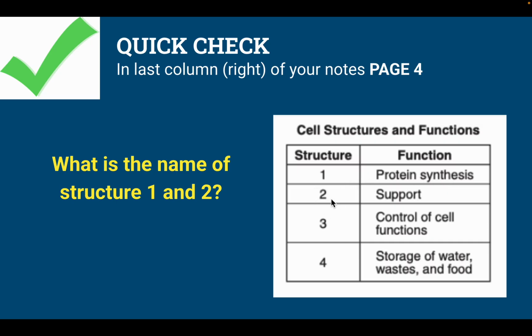Number 2, the structure or the organelle that provides support to the cell, this is straight out of our notes, right? Both of them, is cytoplasm. Cytoplasm provides support for the cell. It fills up the cell with goo to give support to all of the other parts of the cell. It's also where lots of chemical reactions happen. So structure number 2 is cytoplasm. Great job.